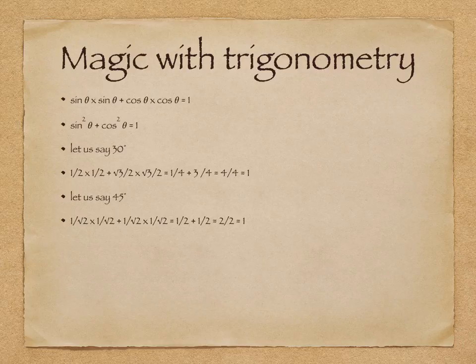Before we wind up, here is a magic with trigonometry which you can figure out how this happens. The sum of squares of sine and cos is always 1.